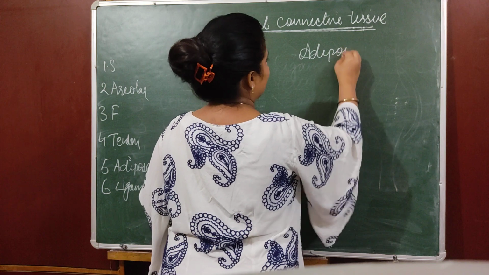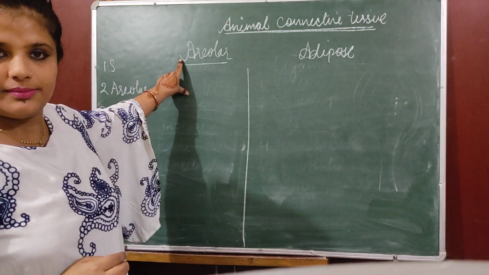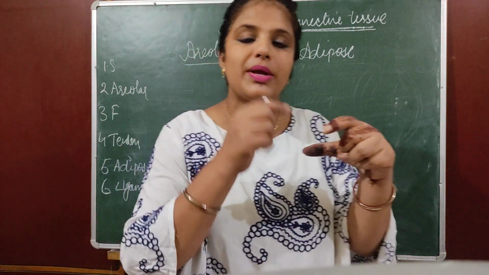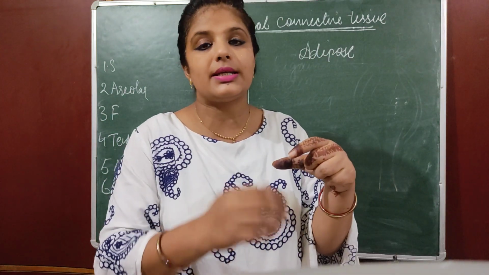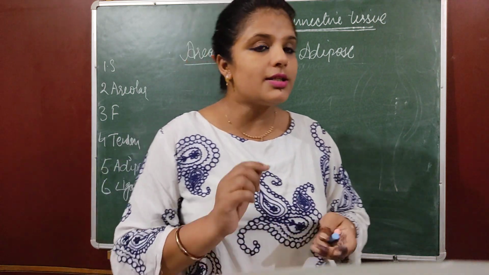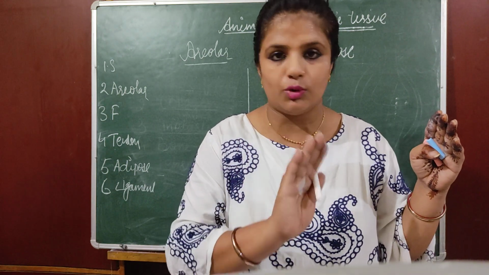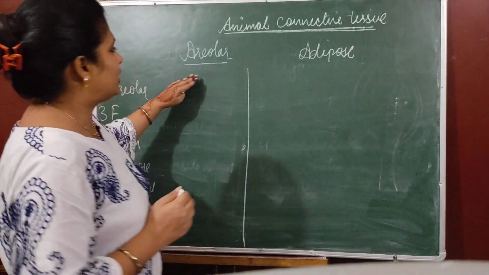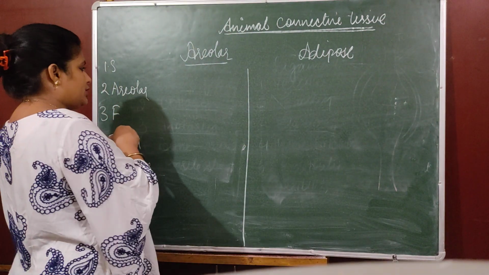Areolar, if you want to learn easily, you may remember from the word air. Okay, so areolar tissue is a tissue which fills the space between the two organs. It is a tissue which fills the space in hollow organs or visceral organs. It is a tissue which connects skin to muscles. That is the areolar tissue. Okay, first have a look at the diagram of areolar tissue.